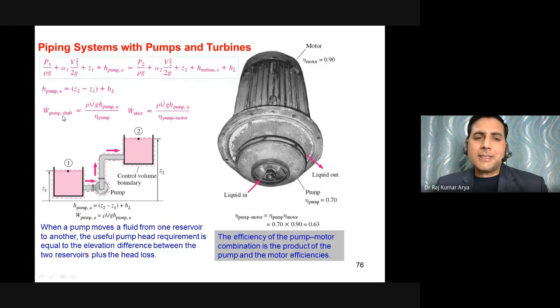So in that case, your velocity at point 1 and velocity at point 2 would always be equal to 0 in case of free surfaces of a large reservoir. Okay, that is one thing to note. Second thing, point 1 and point 2 both are open to atmosphere. So at point 1 and point 2, your pressure is equal to atmospheric pressure. Fine.